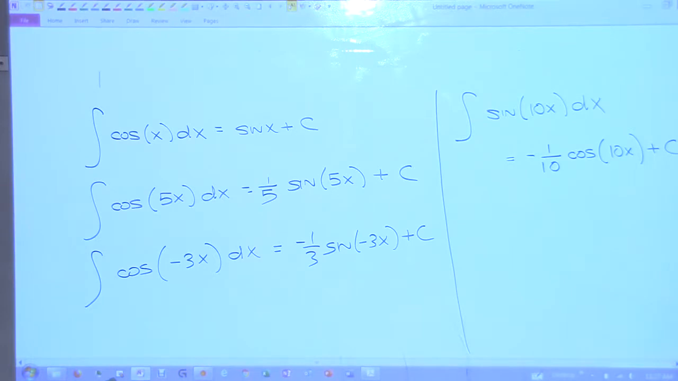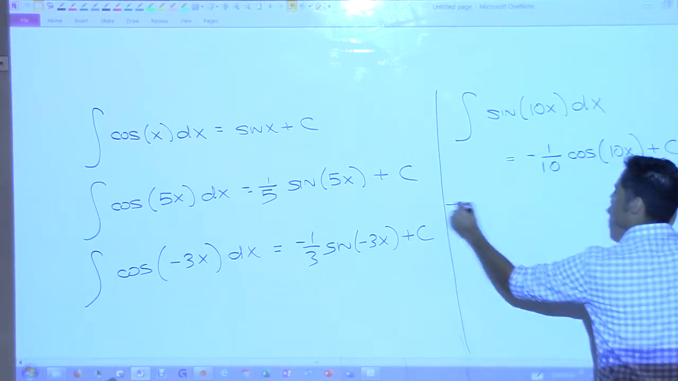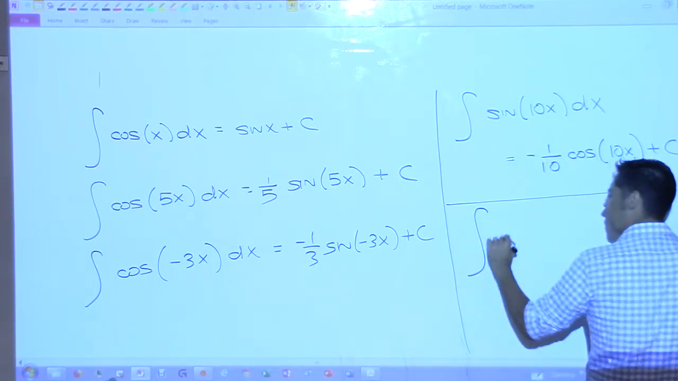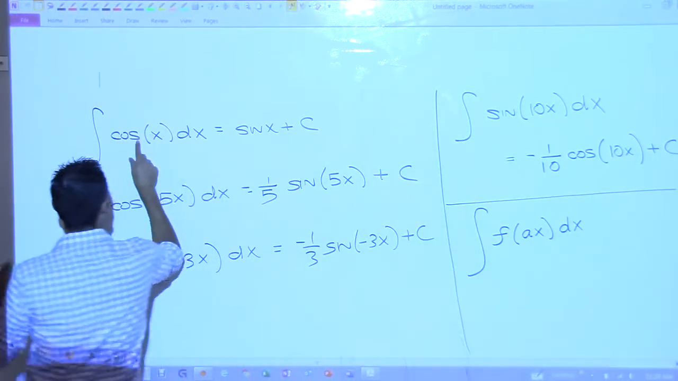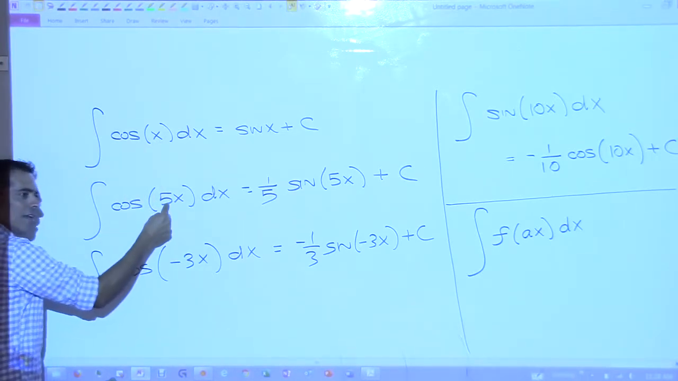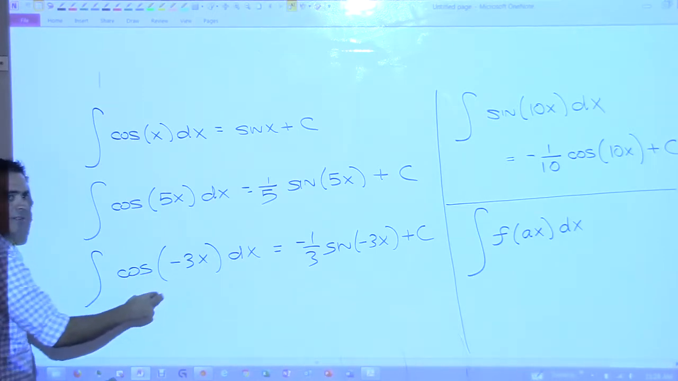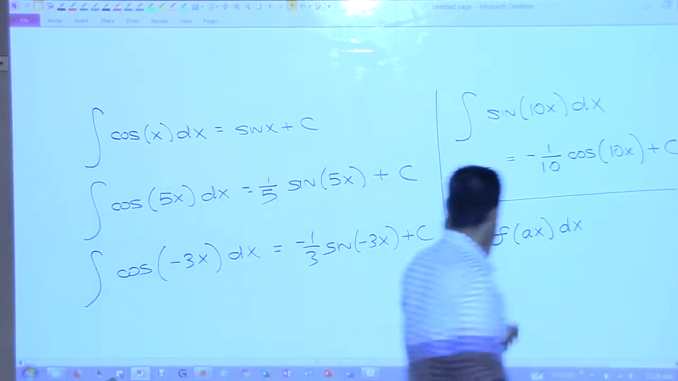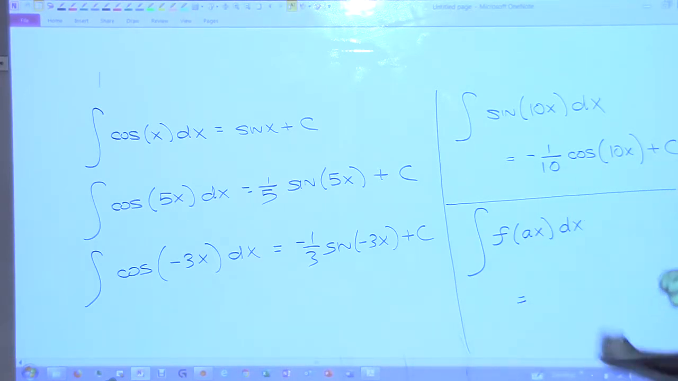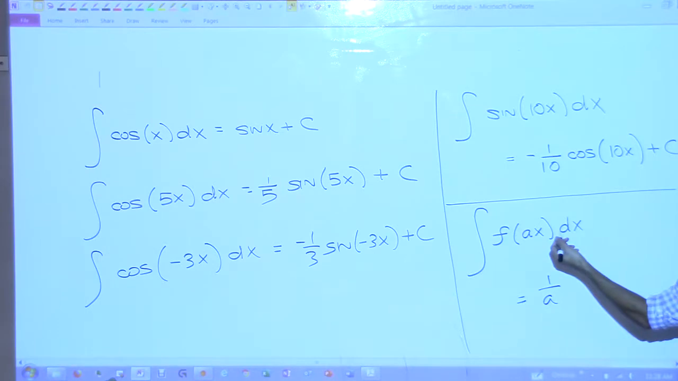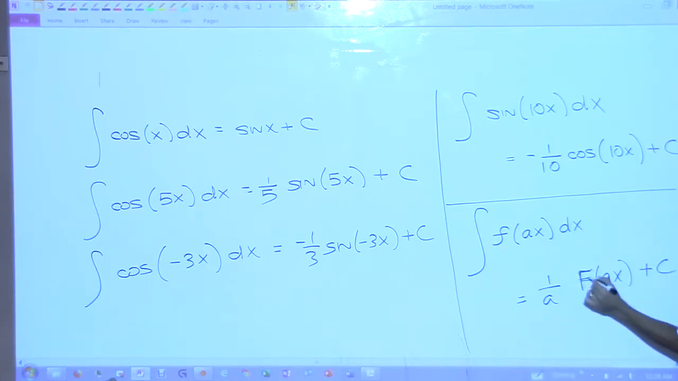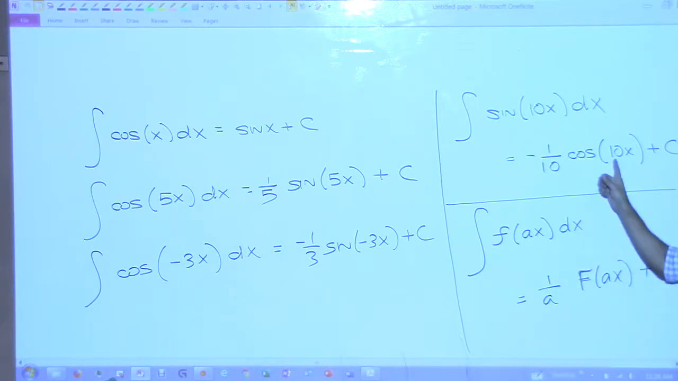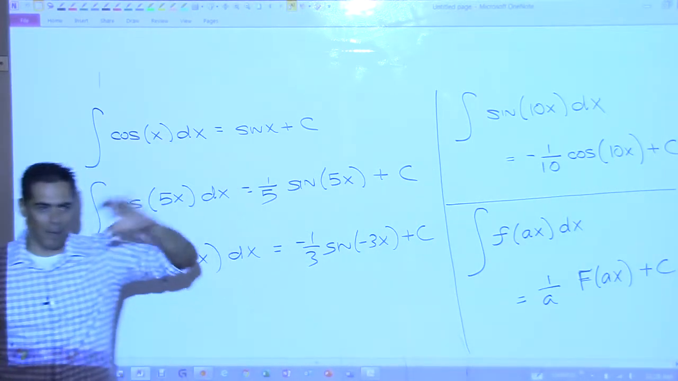So, yes? When we have something like this, let's say we're trying to find the antiderivative of some function, and inside that function we have something like ax. Here we had some function, cosine, inside of it was 1x. Here some function inside of it was like 5x. Here some function inside of it was like negative 3x, right? Then what are we always going to have to put in our answer? 1/a, okay? And then whatever the antiderivative of that is. So 1/a, and then I'm going to call it capital F of ax plus c, where capital F is the antiderivative of that.